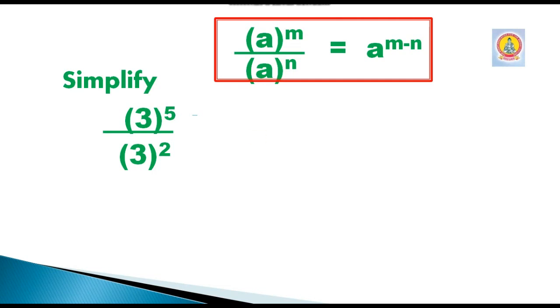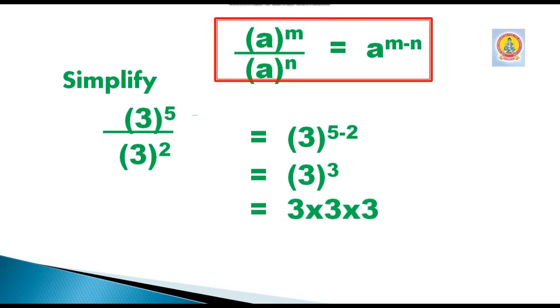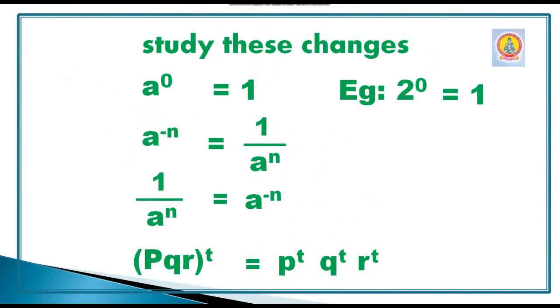Third sum, 3 power 5 divided by 3 power 2. Here the law is a raised to m by a raised to n is equal to a raised to m minus n. Therefore, 3 power 5 divided by 3 power 2 is equal to 3 power 5 minus 2, which is equal to 3 power 3, which is equal to 3 into 3 into 3 is equal to 27.